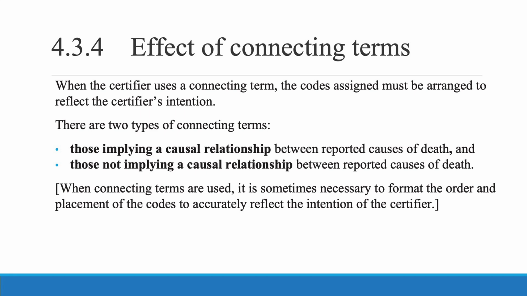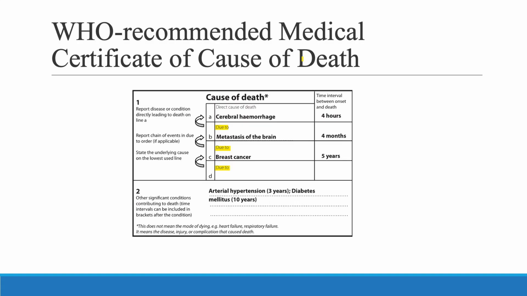Looking at the slide, we see what it says in Volume 2 at subsection 4.3.4, Effects of Connecting Terms. It says, when the certifier uses a connecting term, the codes assigned must be arranged to reflect the certifier's intention. There are two types of connecting terms: those implying a causal relationship between reported causes of death, and those not implying a causal relationship between reported causes of death. Let's move on and see how those terms might affect how we code.